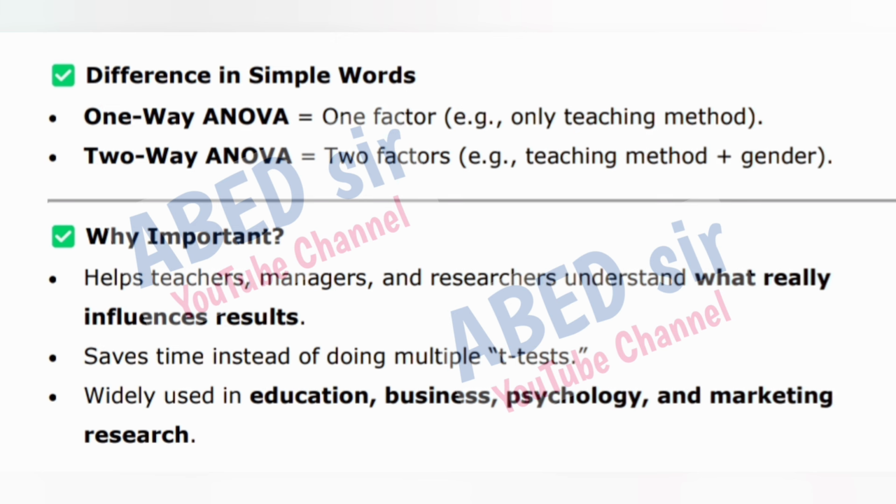Difference in simple words. One-way ANOVA is equal to one factor. Example, only teaching method. Two-way ANOVA is equal to two factors. Example, teaching method plus gender. Why important? Helps teachers, managers, and researchers understand what really influences results. Saves time instead of doing multiple t-tests. Widely used in education, business, psychology, and marketing research.